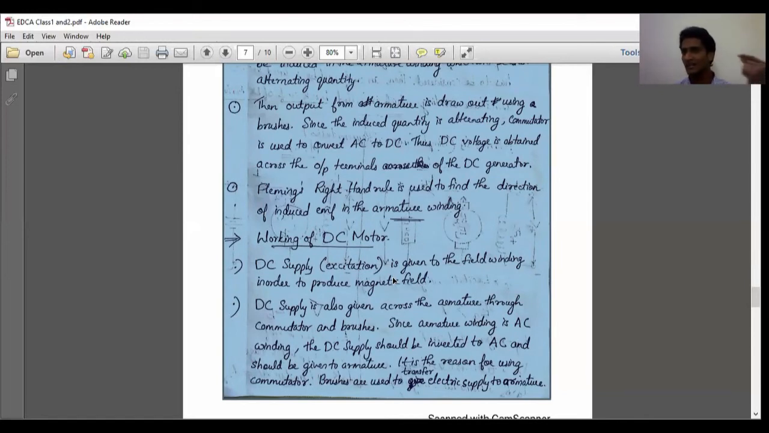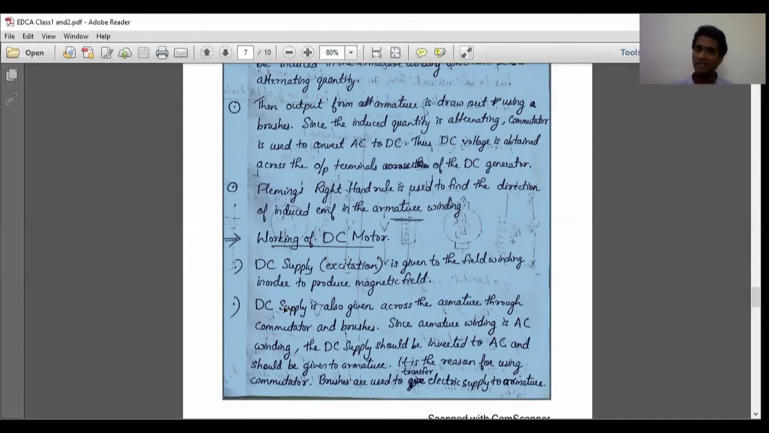Whenever there is a current flowing through a conductor, there will be a magnetic field around the conductor. So if I place a current carrying conductor in a magnetic field, there is a main magnetic field, and also the current carrying conductor itself also has a magnetic field. So these two magnetic flux act upon each other to produce a force that will act on the conductor. That is the basic principle. Here what we are doing is DC supply is given to the field winding, that is excitation, in order to produce magnetic field.